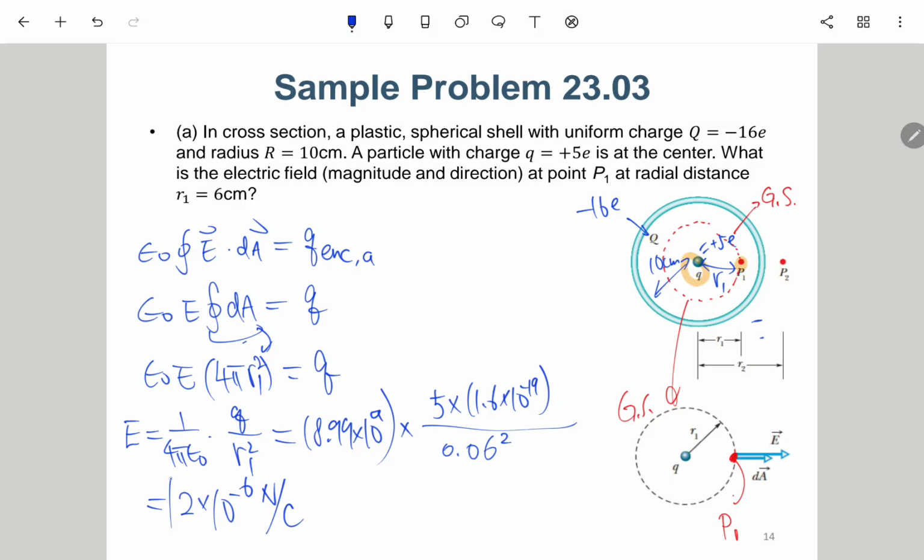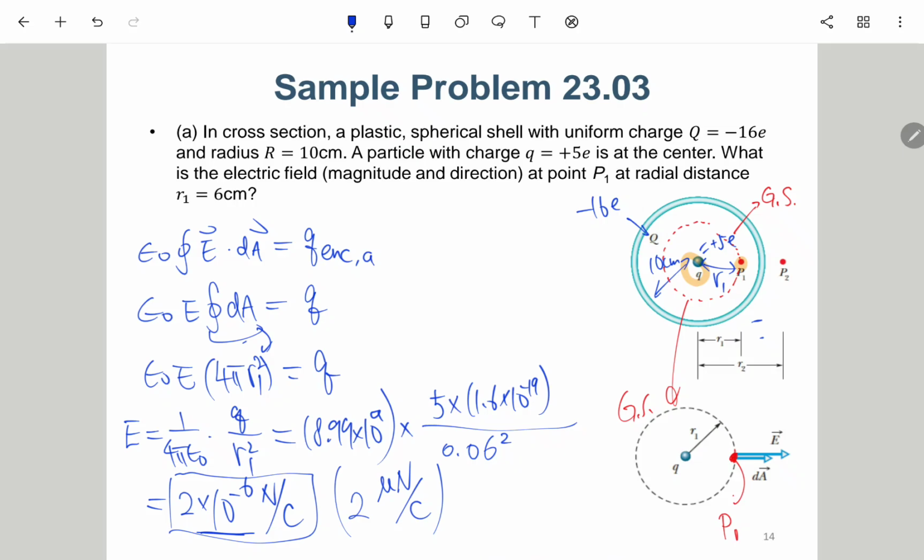Okay, and then last time I already mentioned that 10 to negative 6 you can write it as micro, so 2 micro Newton per Coulomb. You can use either the power of ten or the scientific prefix, whichever you like; just choose one of them.